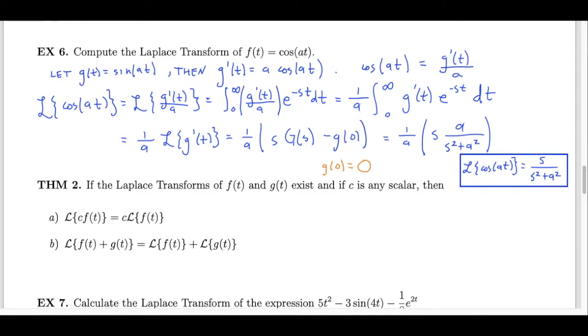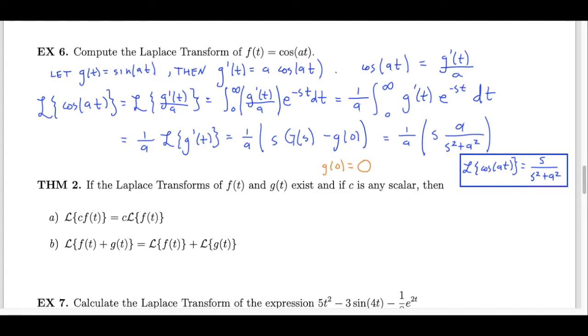So once again, this is a general formula that I can apply to any cosine. So if I have cosine of 6t in a particular problem, then I can straight away identify that its transform will be s over s squared plus 6 squared.